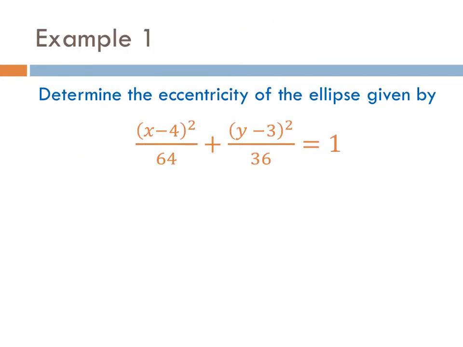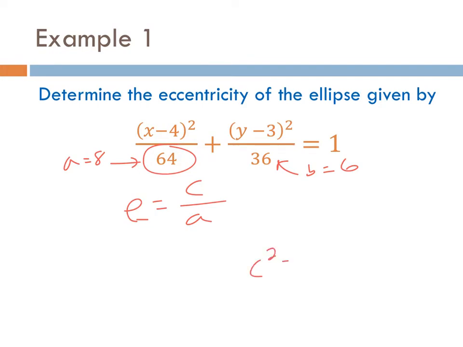So first example, it says determine the eccentricity of this given ellipse. If it's not in standard form, you might have to put it in standard form first. But remember, eccentricity is your c value over your a value. A is always the biggest value here. So a is going to be the square root of that, which ends up being 8. Your b value ends up being 6, the square root of 36 there. Because to find c, we're going to need a and b.